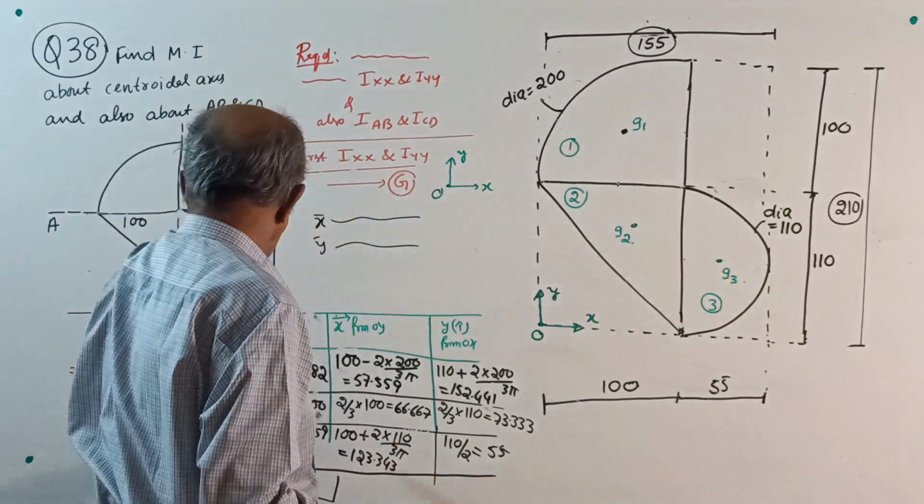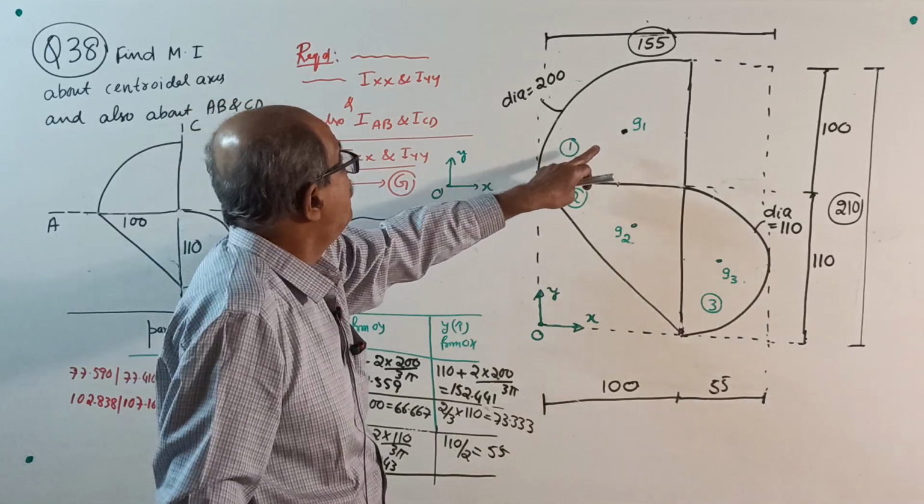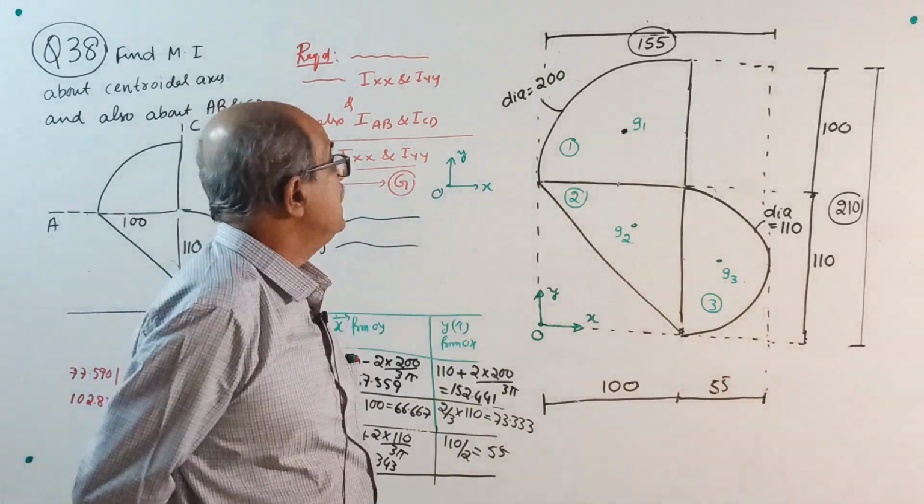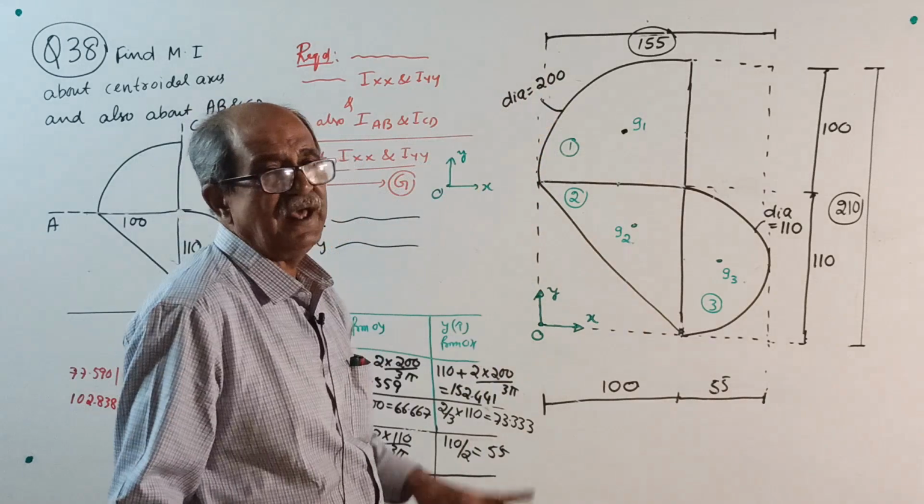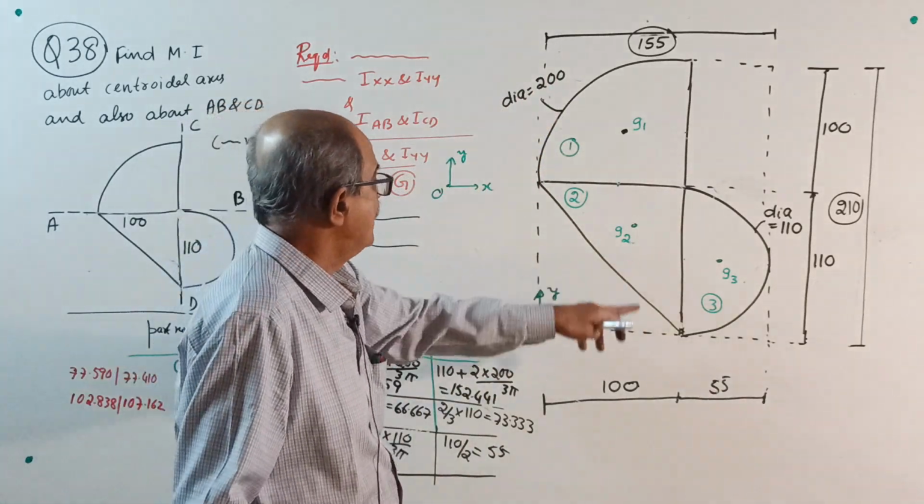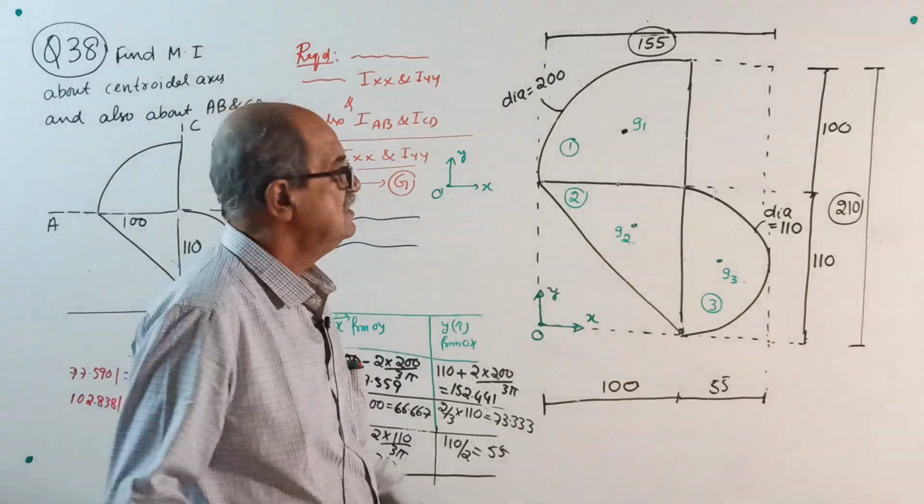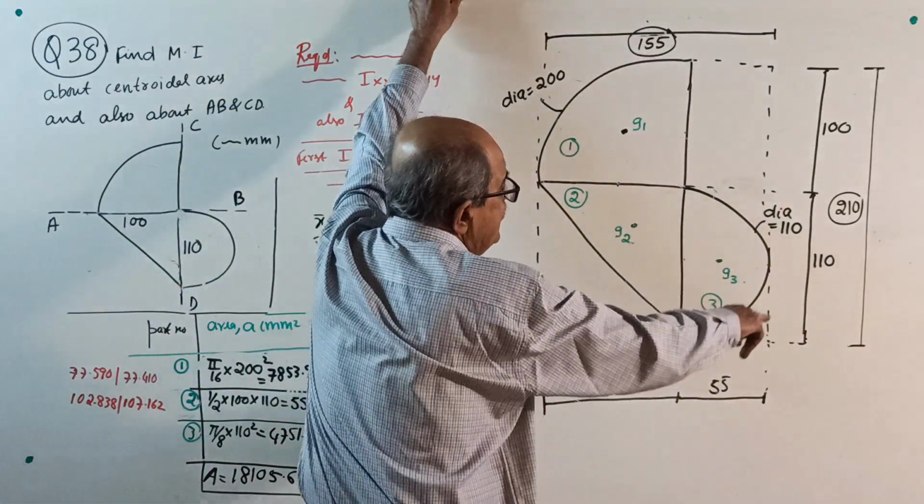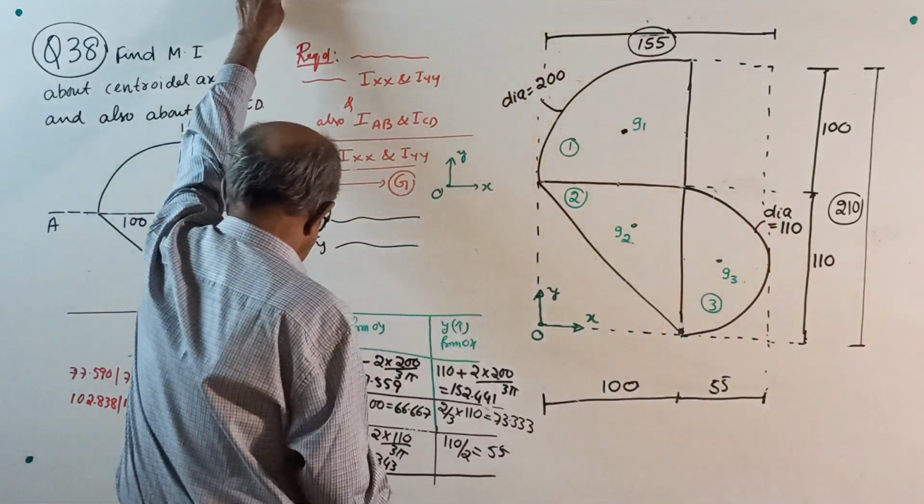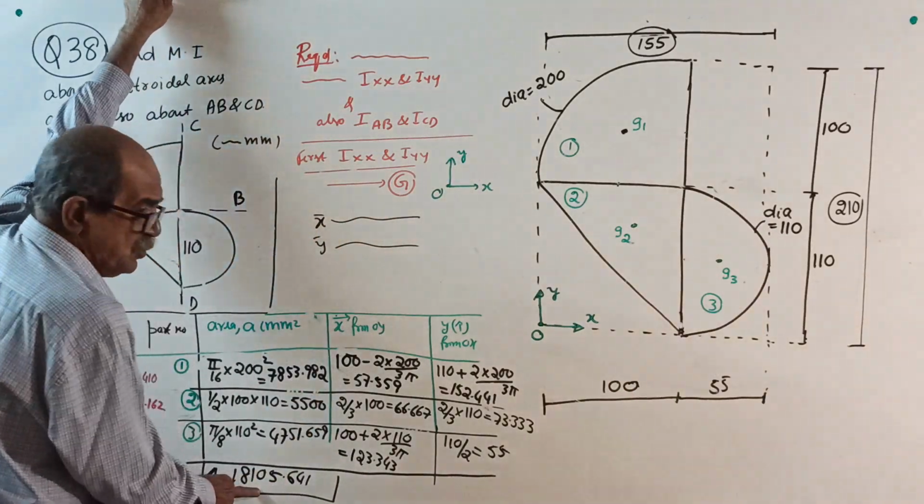Start. Area. The first one is a quadrant: pi by 16 of diameter square. I entered there. Second one, half into base into height. Third one, pi by 8 of 110 square. I wrote all the areas and the total area here.